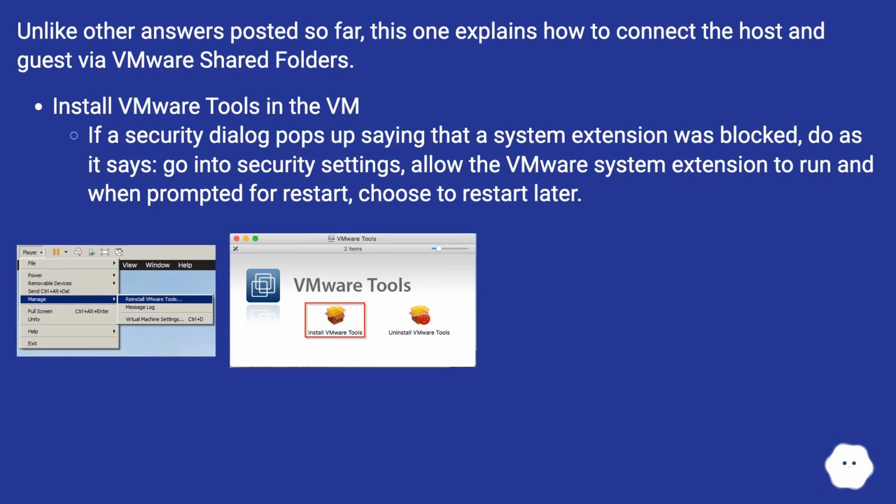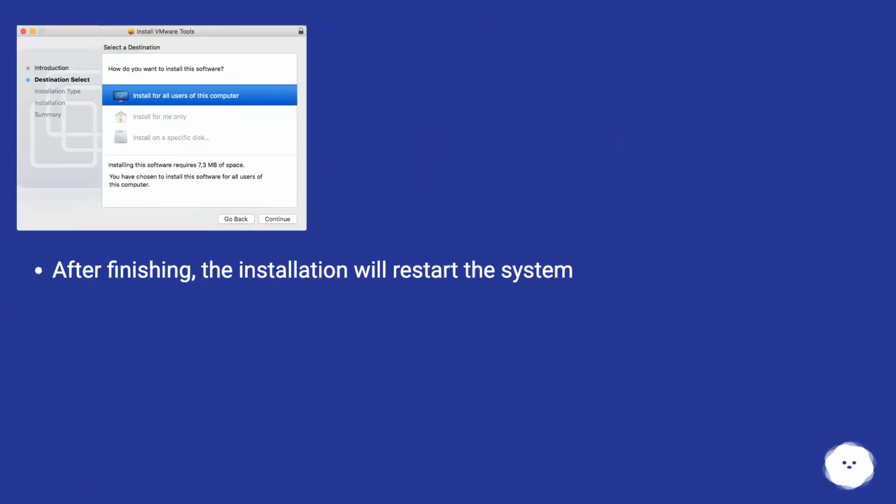If a security dialog pops up saying that a system extension was blocked, do as it says, go into Security Settings, allow the VMware system extension to run, and when prompted for restart, choose to restart later. After finishing, the installation will restart the system.